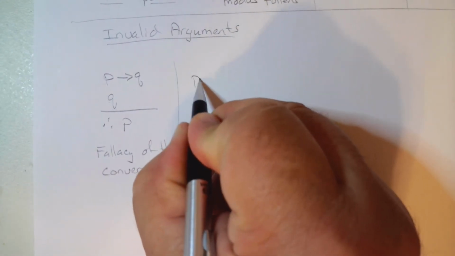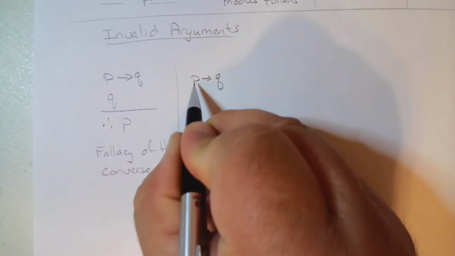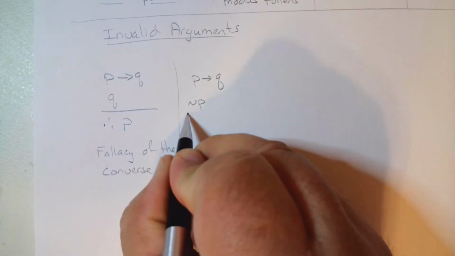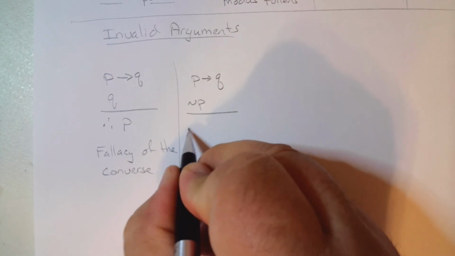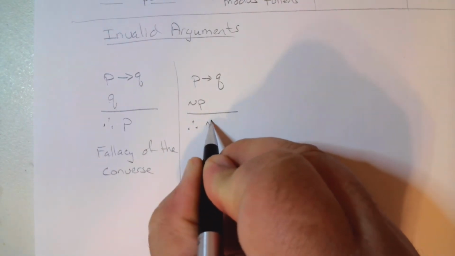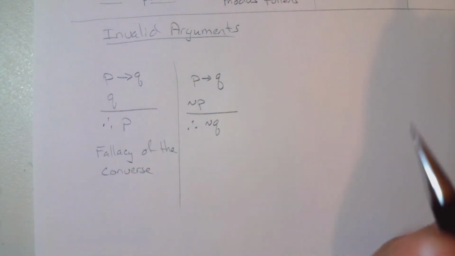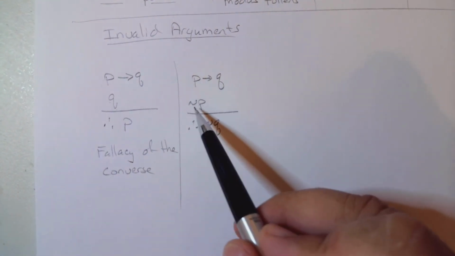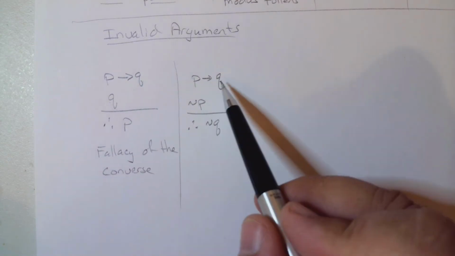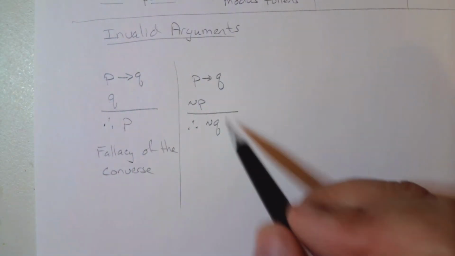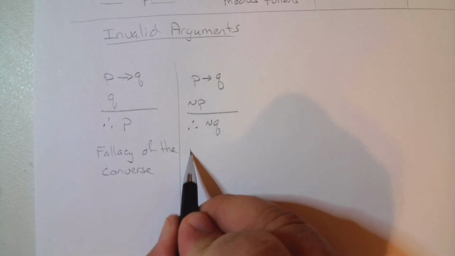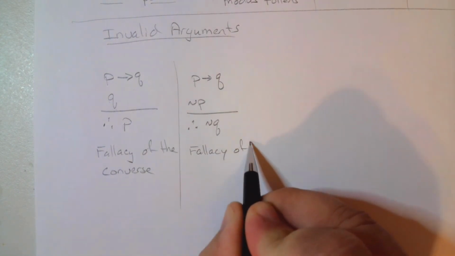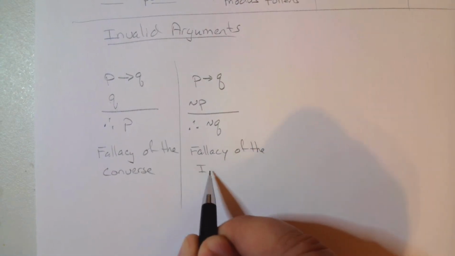Okay, then we have something similar to that. If P, then Q, and not P, therefore not Q. So it just says if P, then Q. If I don't take P, then I don't take Q. There's maybe other ways of getting it. This is called the fallacy of the inverse.